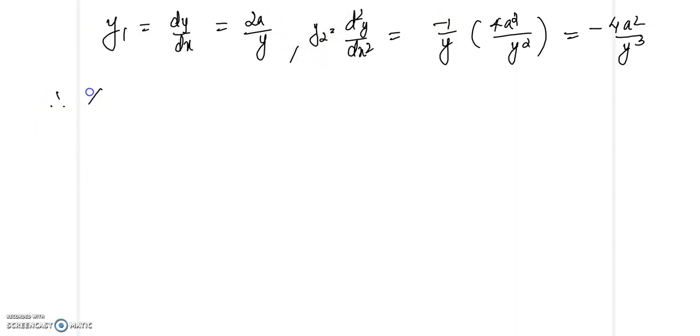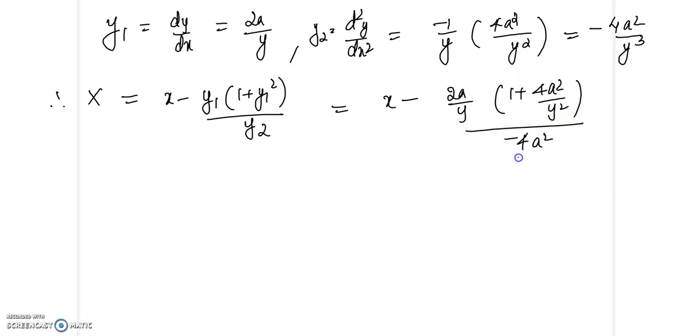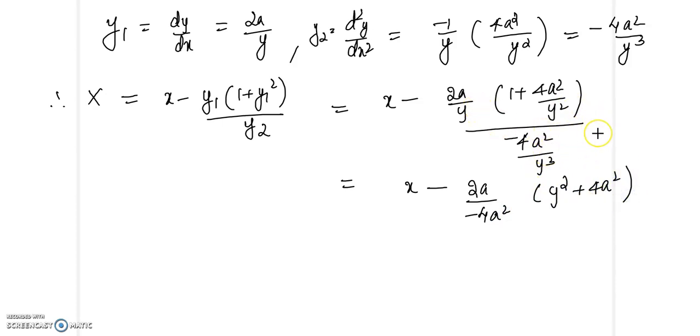Therefore capital X will be x minus y1 into (1 plus y1 square) by y2. So that is equal to x minus, where y1 is 2a by y, into (1 plus 4a square by y square), divided by y2, which is minus 4a square by y cube. So we will get x minus 2a by minus 4a square into (y square plus 4a square). The y cube cancels out.